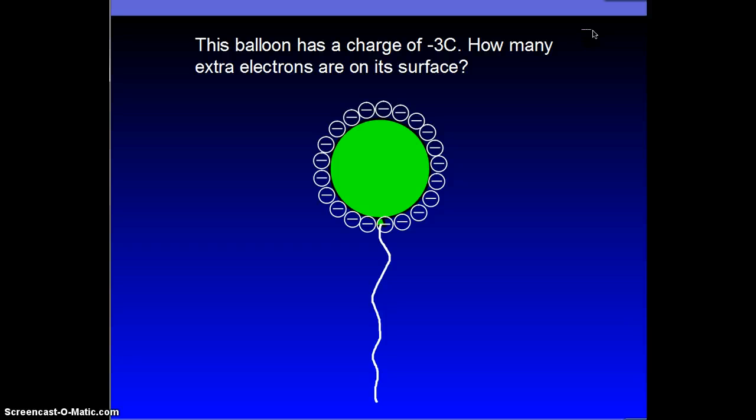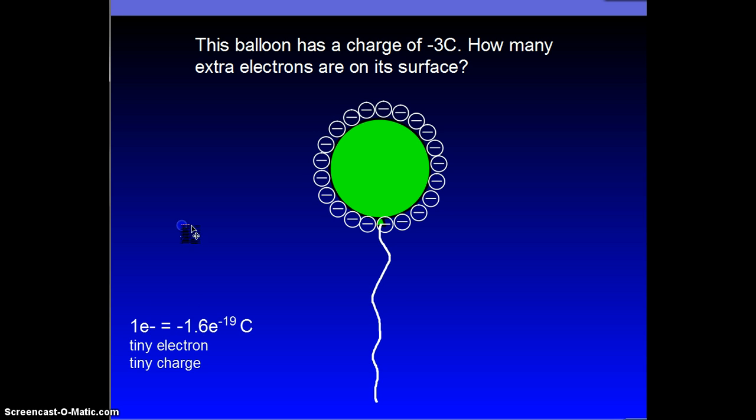Another practice. This balloon has a charge of negative 3 coulombs. How many extra electrons are built up upon its surface? As you can see from the illustration, there's a bunch of electrons built up upon the surface of the balloon. Figure it out. Pause the recording. Do it.